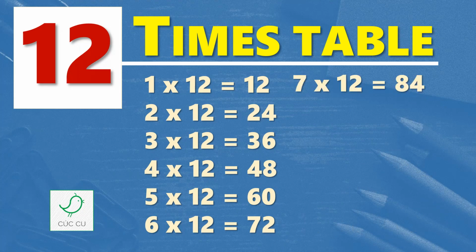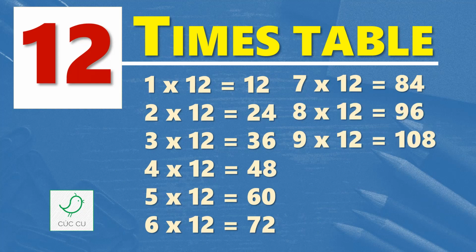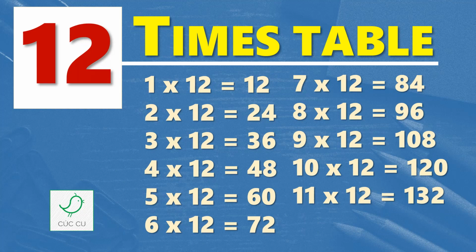7 times 12 are 84. 8 times 12 are 96. 9 times 12 are 108. 10 times 12 are 120. 11 times 12 are 132. 12 times 12 are 144.